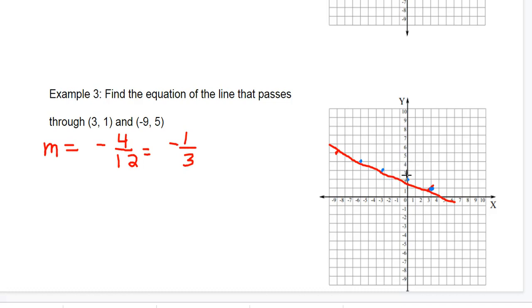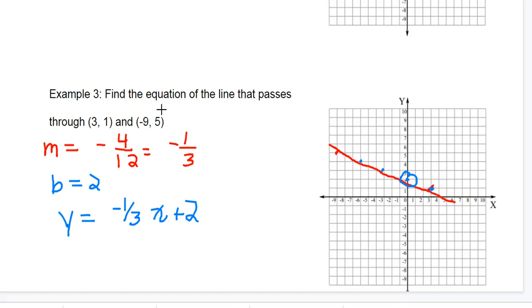Now when you see that, you can see that right here, there's my y-intercept. So my y-intercept here is 2. I'm going to go ahead and write the equation. y equals your slope, -1/3 x plus 2. Okay, y equals -1/3 x plus 2.